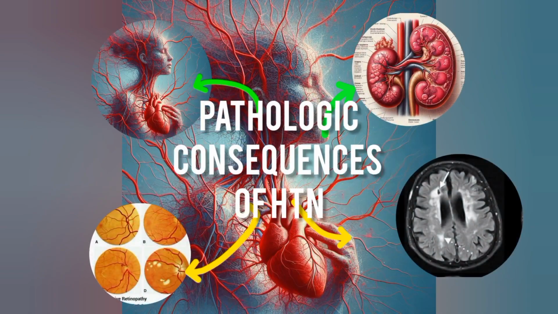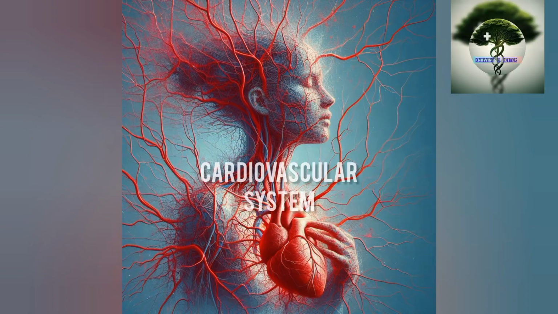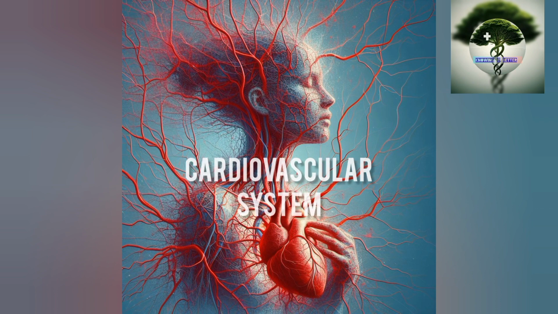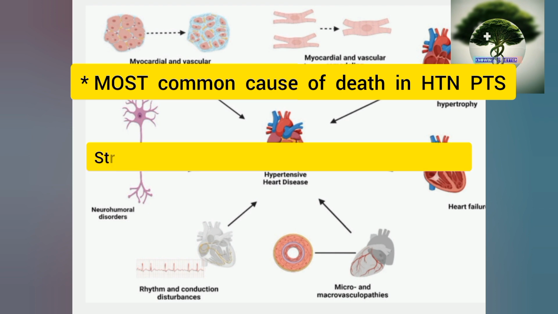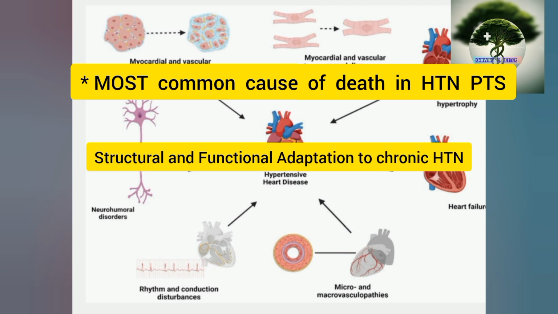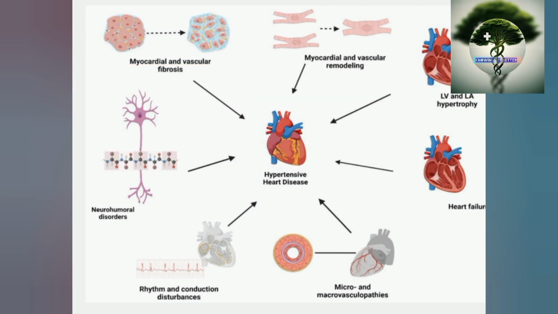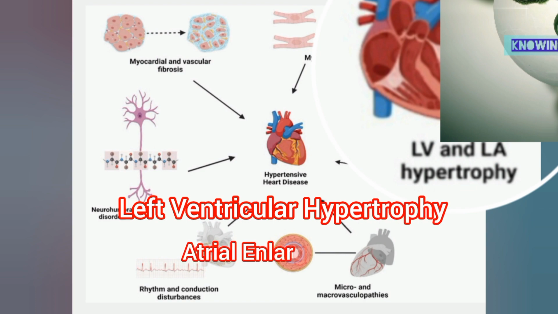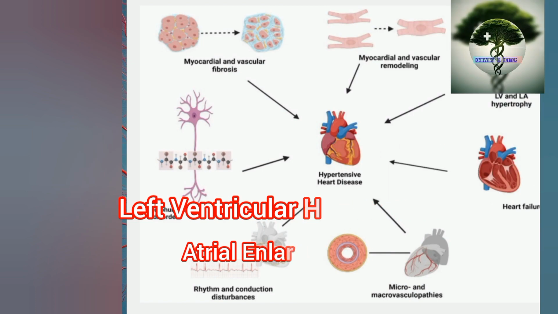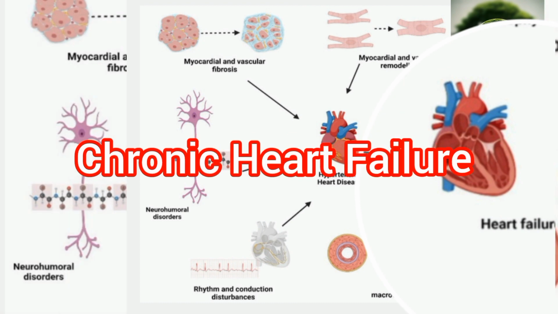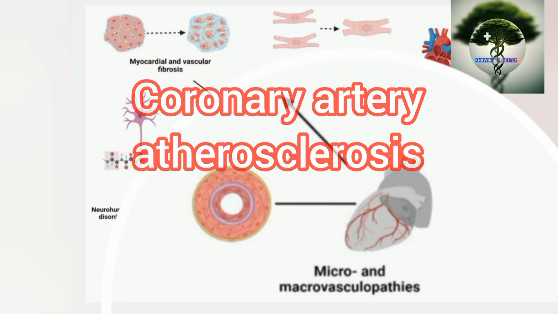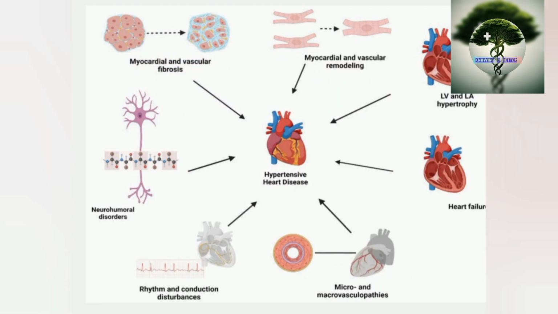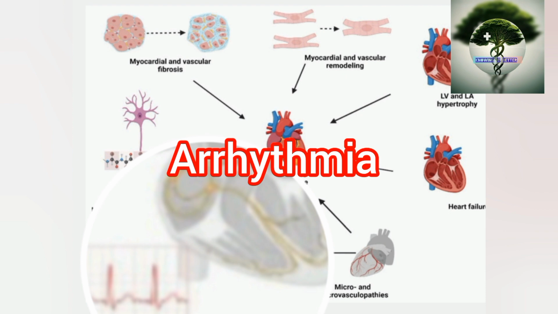Pathologic consequences of hypertension. The first one is cardiovascular system. Heart disease is the most common cause of death in hypertensive patients. And hypertensive heart disease is the result of structural and functional adaptation leading to left ventricular hypertrophy, increased atrial size, congestive heart failure, atherosclerotic coronary artery disease, microvascular disease, and lastly, cardiac arrhythmias including atrial fibrillation.